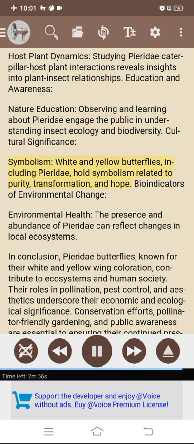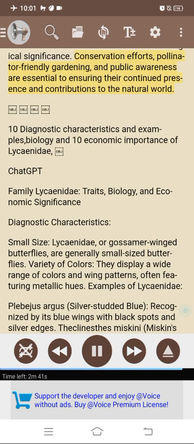Cultural significance. Symbolism. White and yellow butterflies, including Pieridae, hold symbolism related to purity, transformation, and hope. Bioindicators of environmental change. Environmental health. The presence and abundance of Pieridae can reflect changes in local ecosystems. In conclusion, Pieridae butterflies, known for their white and yellow wing coloration, contribute to ecosystems and human society. Their roles in pollination, pest control, and aesthetics underscore their economic and ecological significance. Conservation efforts, pollinator-friendly gardening, and public awareness are essential to ensuring their continued presence and contributions to the natural world.